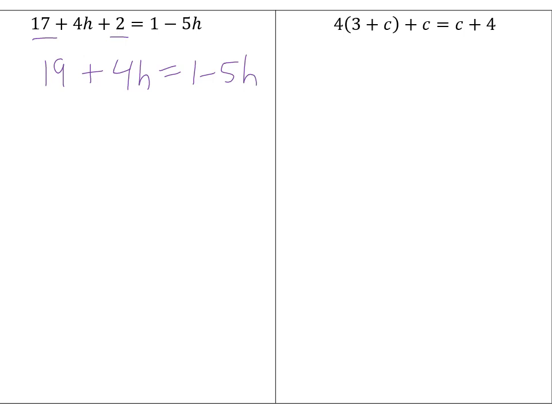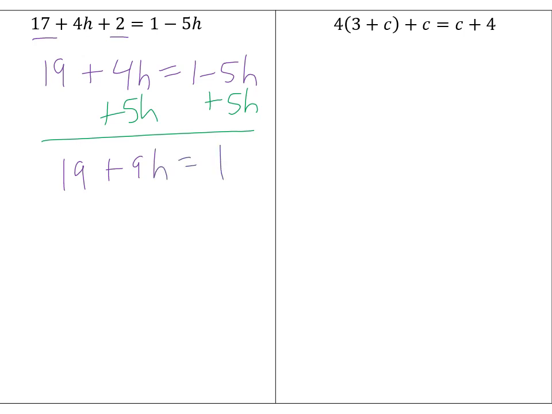Simplified both sides. Now we move the smaller variable. That would be negative 5h. So we are going to add 5h to both sides. Notice I'm lining that up underneath the like term. That leaves us with 19 plus 9h equals 1.